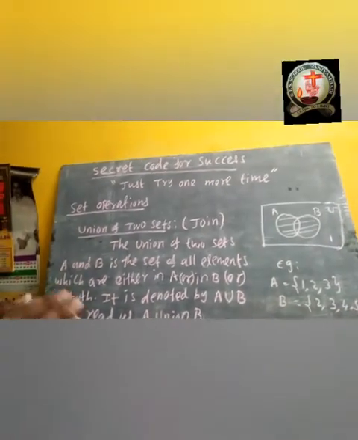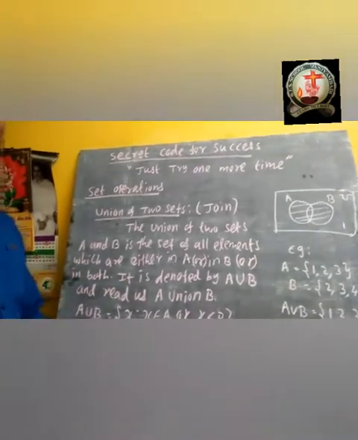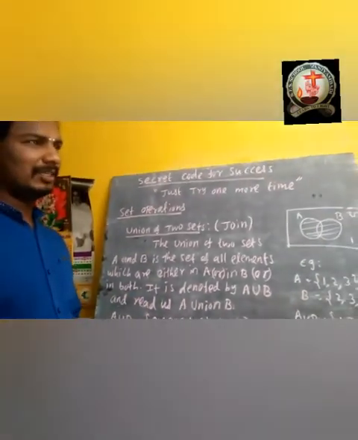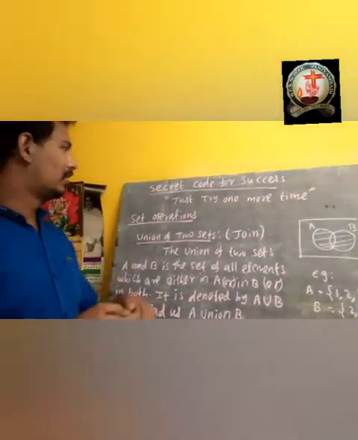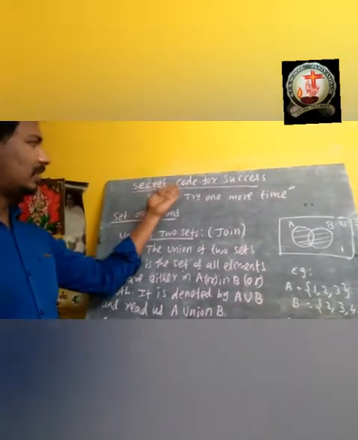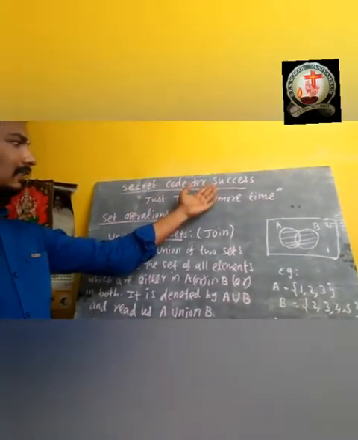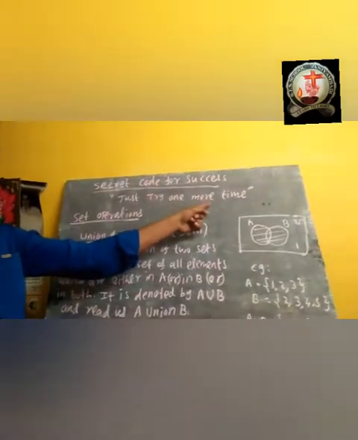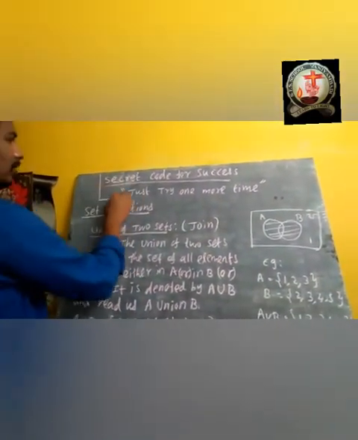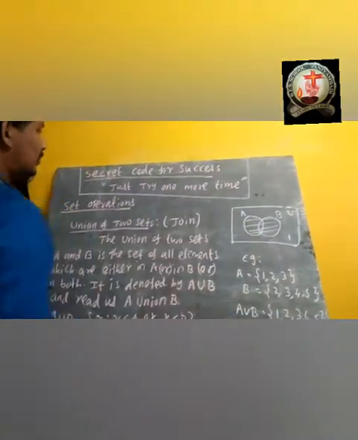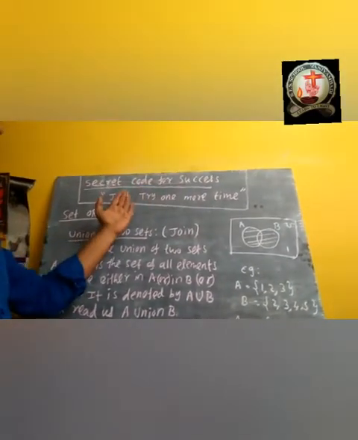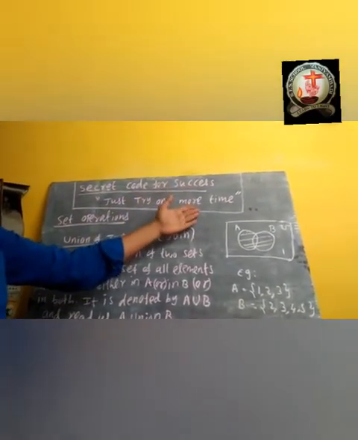Next, exercise 1.3. Before that, we are always teaching sums, no? Just to refresh you, I have given one thought for you: Secret code for success. Just try one more time. This is not for the sum, it is like one thought.